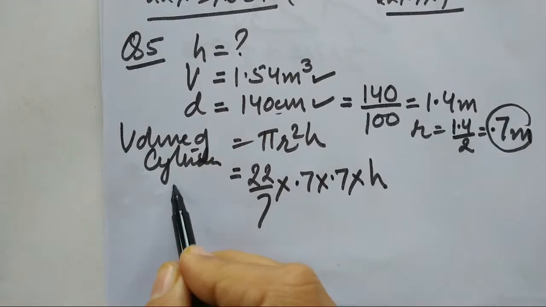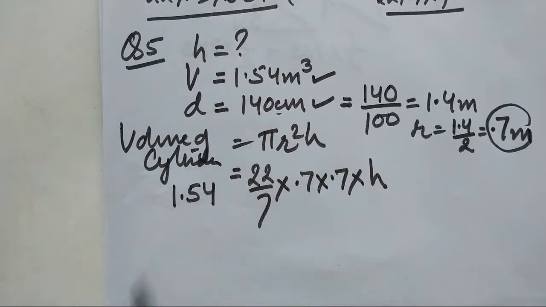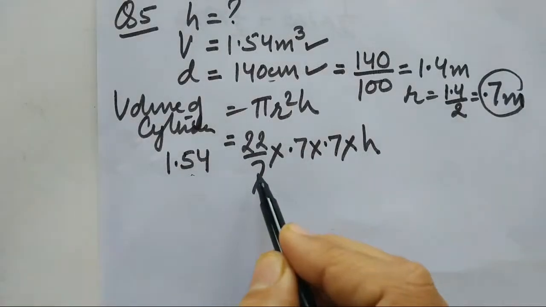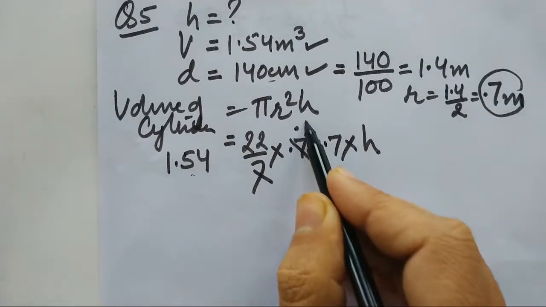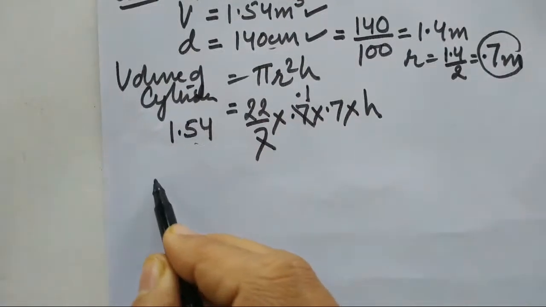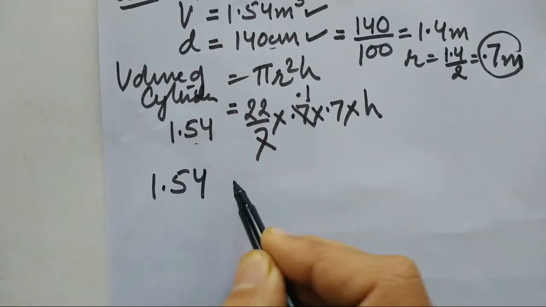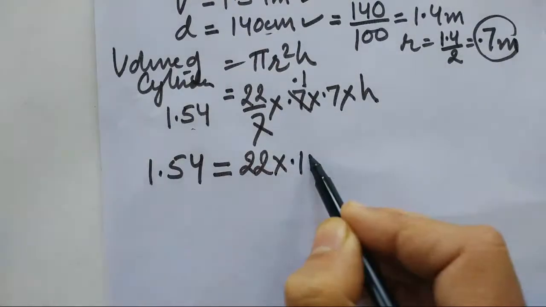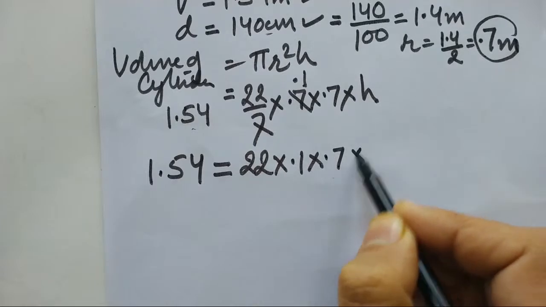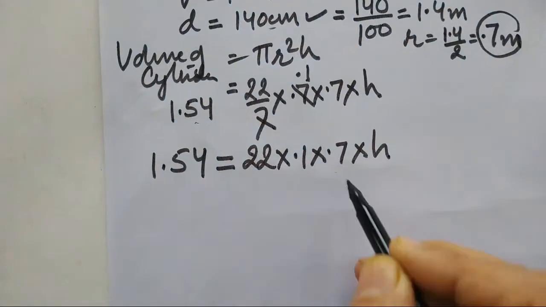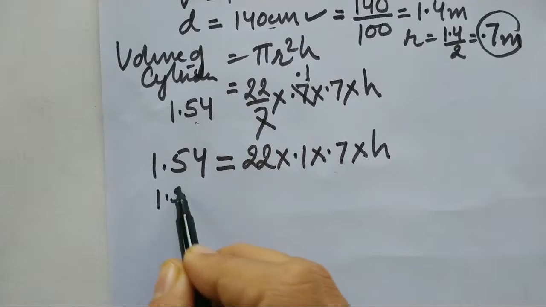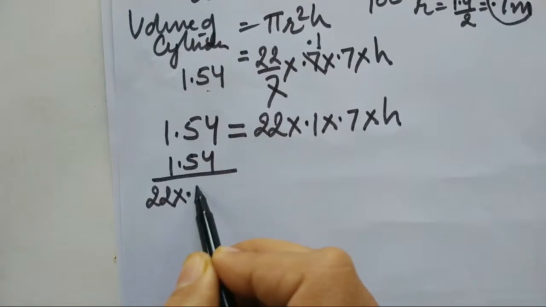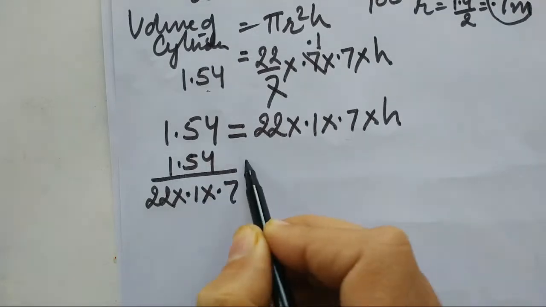So on the left hand side you will write 1.54. So left side is 1.54, right side is this. If I want, I can divide. So now my equation will become 1.54 is equal to 22 upon 7 into 0.7 into 0.7 into h. Then h is equal to 1.54 upon 22 into 0.1 into 0.7.